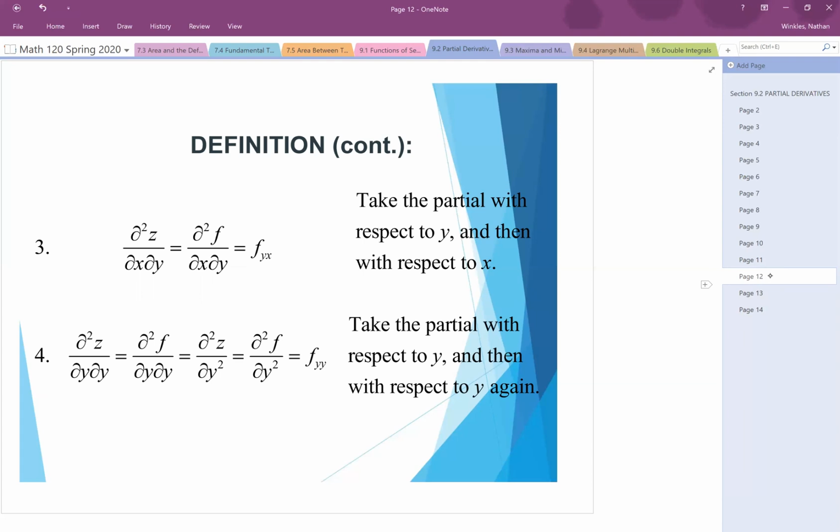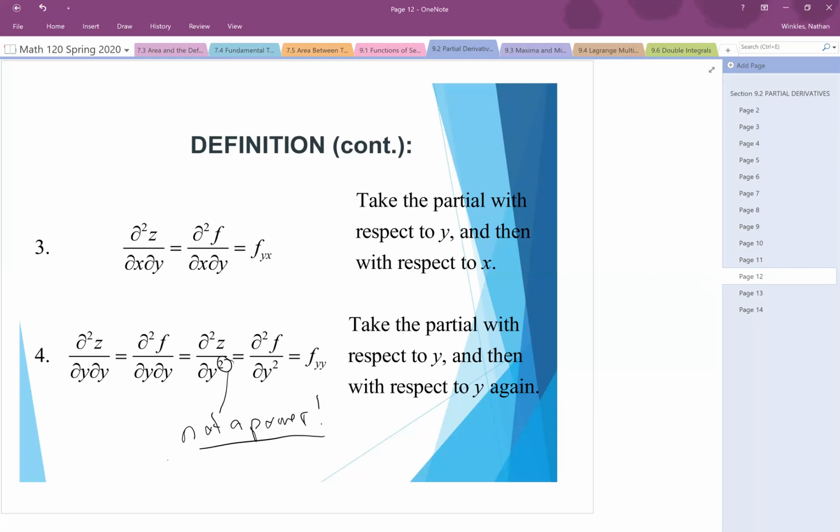The last second order derivative we could have is d2z over dy dy, which is d2f over dy dy, which is equal to d2z over dy squared, which is equal to d2f over dy squared, which is equal to f sub yy. Now, one thing to note, when we start talking about these squared variables down here, this is not a power. Do not square your variables. This is just saying we're taking the derivative of that variable twice.